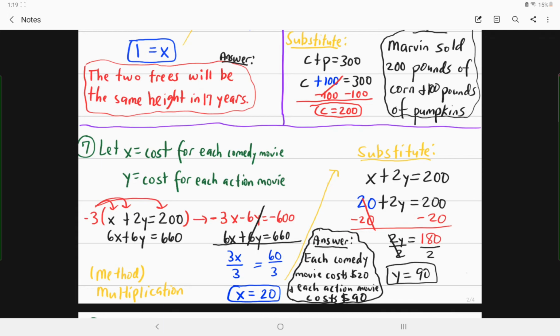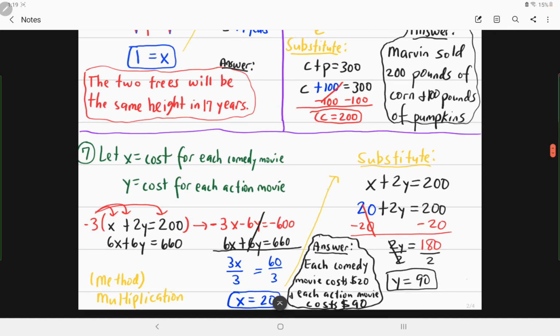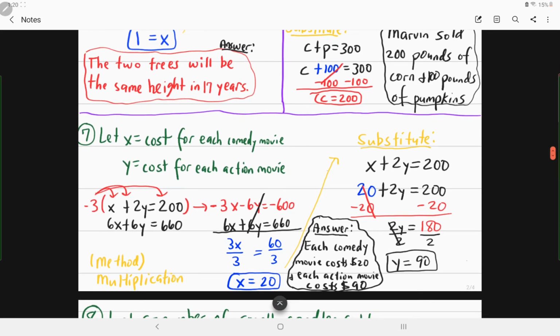And remember, we're not done. We just take our answer and we substitute. So I just chose to substitute into the first equation, x plus 2y equals 200. And I got y is equal to 90. So each action movie costs $90. So make sure you answer that question. It says, what is the cost for each type of movie? There I put it in black where it says answer. Each comedy movie costs $20 and each action movie costs $90.